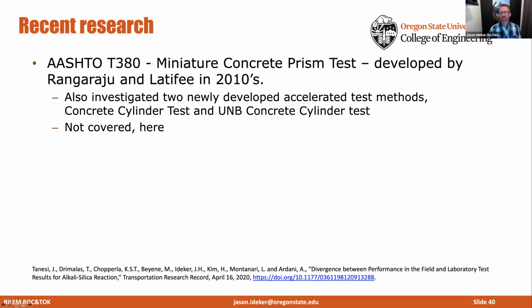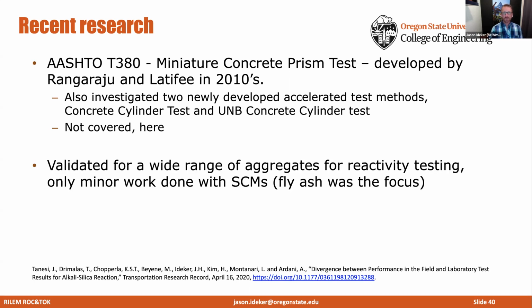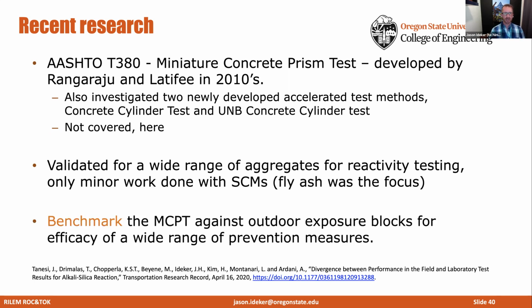So we've been doing work with the miniature concrete prism test. Again, this is designated as AASHTO T380. We also looked at a couple of emerging test methods, the concrete cylinder test and the UNB concrete cylinder test, but I'm not going to cover those here. And we looked at validating this across a wide range of aggregates for reactivity testing, but so far only minor work has been done with SEMs. So that's what we've really been looking at here.